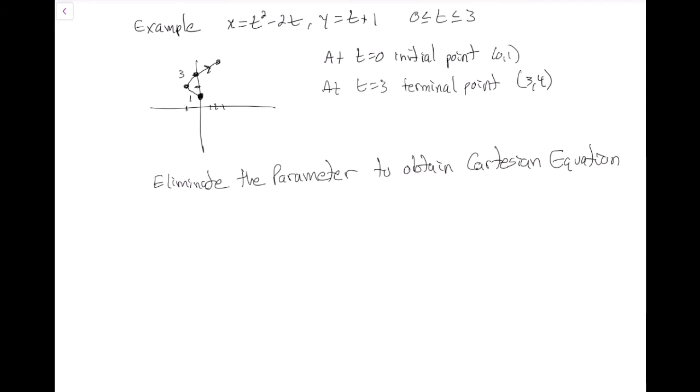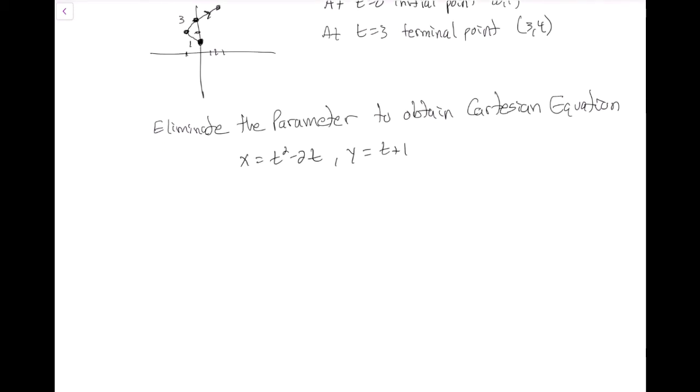Probably the simplest way in this particular example is substitution. I have the equation x equals t squared minus 2t, and the equation y equals t plus 1. So if I solve for t in the y equation, t is y minus 1, and I'm going to substitute that into my x equation. So my t is y minus 1. Technically, here is my Cartesian equation. I have x as a function of y, and that's my Cartesian equation there. And I could FOIL all that out.